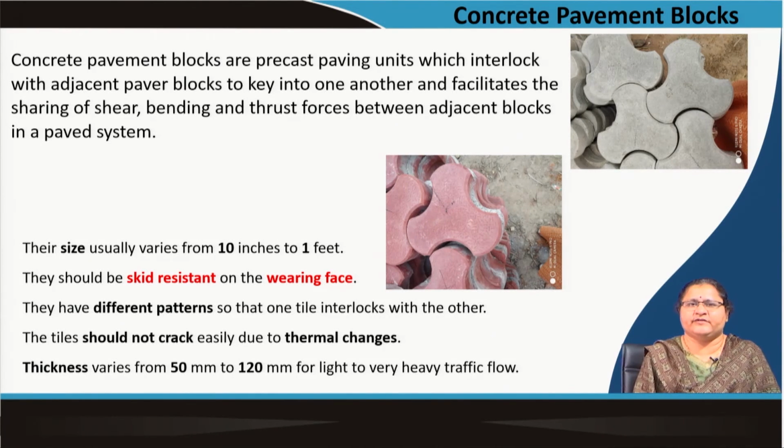So, they may have different patterns to interlock, and they usually do not crack due to thermal changes, even though they are continuously exposed to sunlight. Coming to the thickness, which is an important point, it varies from 50 millimeter to 120 millimeter, and that should be selected considering the flow of traffic over it. It may be a cycle track made with this kind of tile. It may be a running track.